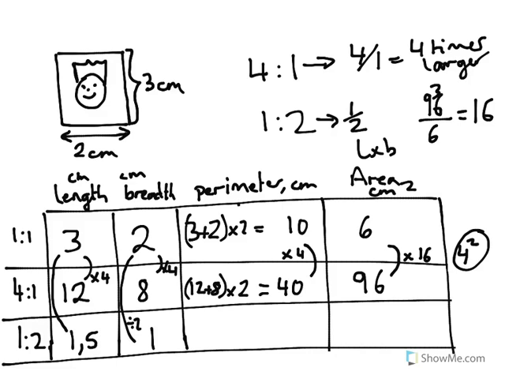So the perimeter of our stamp, if we made it in the scale 1 to 2, we made it half as big, would be 2.5. 1 plus 2.5 times 2, it would be 5. 5 centimeters would be the perimeter. It's what we would expect. We would expect the perimeter to be multiplied by a half as well.